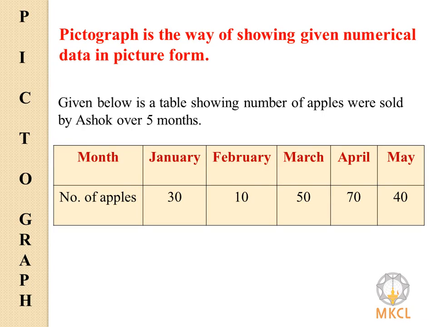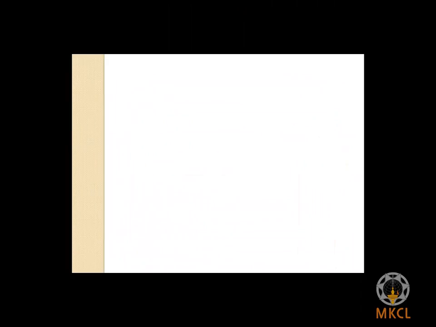In January, he sold 30 apples. In February, he sold 10 apples. In March, he sold 50 apples. In April, he sold 70 apples. And in May, he sold 40 apples. Now we represent 10 apples with the figure as shown on the screen. So the pictograph of the given data is as follows.